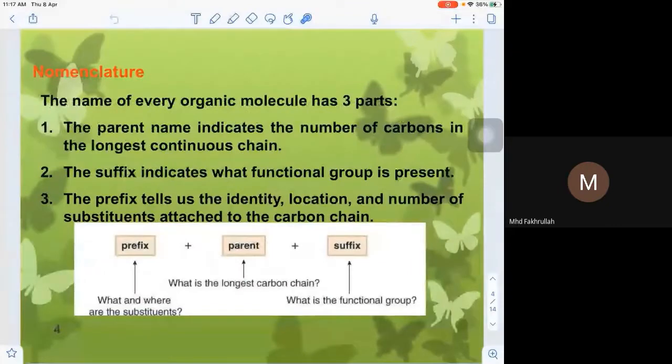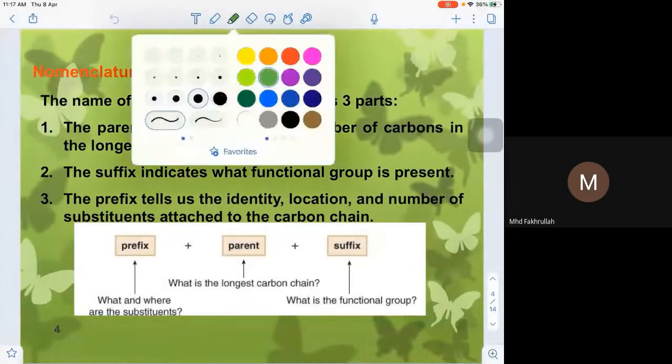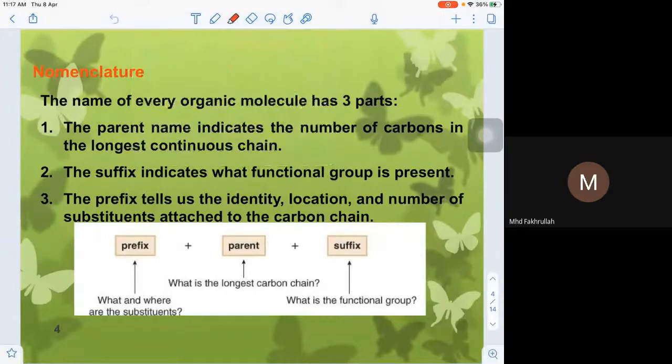Okay, nomenclature, how to give name to the alkane. Firstly, we have to identify, we have discussed this, right? Firstly, we have to identify the parent chain, which is the chain that has the longest continuous carbon. The longest chain of carbon that is connected. Then we say that it is the parent chain, and then we give a name to the parent chain. And then we have a suffix indicating what functional group is present. But when we talk about alkane, the suffix is always "ane" at the back. A-N-E, ane for the alkane.